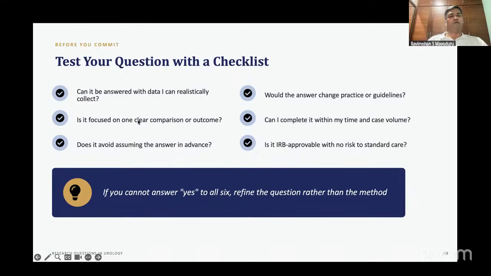Is it focused on one clear comparison or outcome? Does it avoid assuming the answer in advance? Would the answer change the practice? Can I complete it within my time? And is IRB approval a no risk? So if you have yes to all these questions, probably your question is a right research question and it's a go ahead for the research.